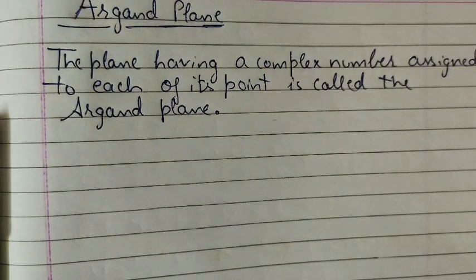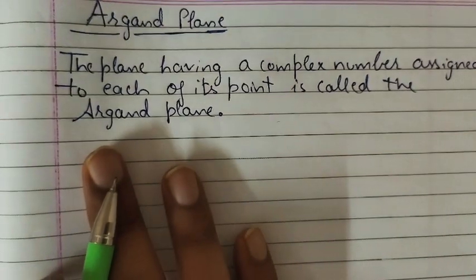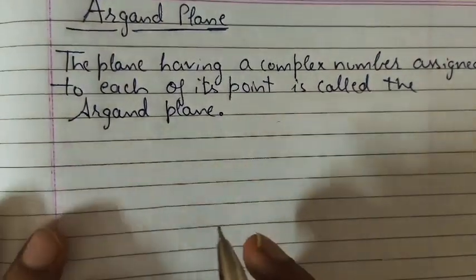So hello, in this video let's talk about the Argand plane. This is a part of chapter 5, complex numbers and quadratic equations, class 11th. So the Argand plane: the plane having a complex number assigned to each of its points is called the Argand plane.